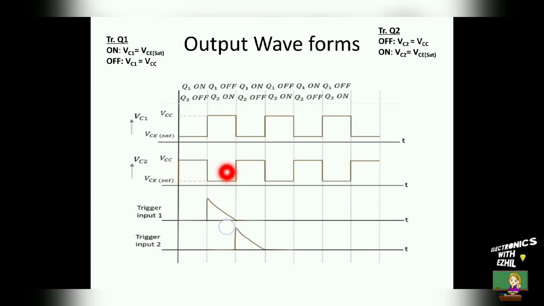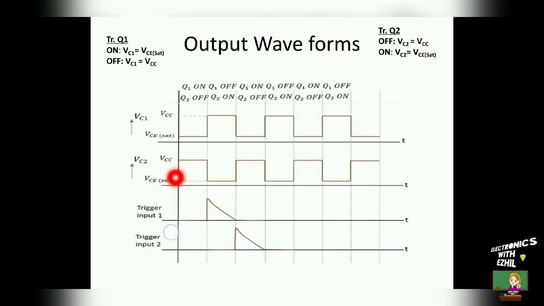Then for the second time slot, the transistor 2 is at on state. When the transistor 2 is at on state, the output voltage of the transistor 2 is VCE saturation. So the output will switch from VCC to VCE saturation. And for the third time slot, the output of the transistor 2 is VCC. So the circuit will switch from VCE saturation to VCC and it repeats.